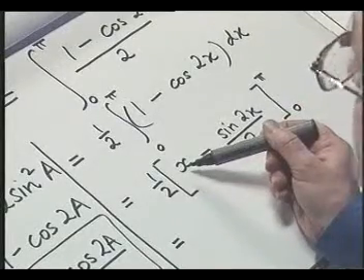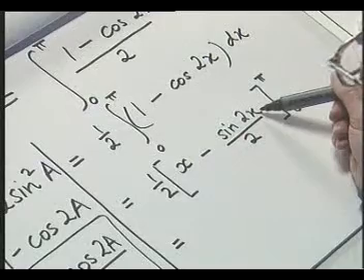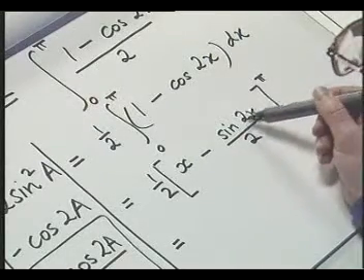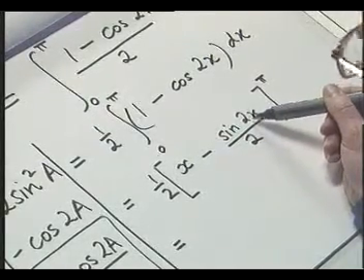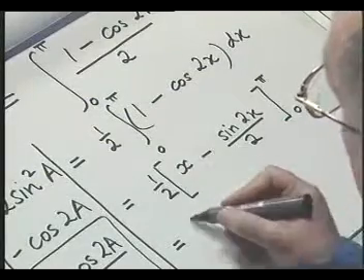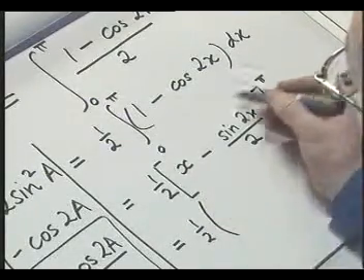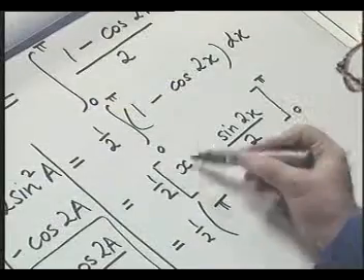We finish this off by first of all putting the upper limit in, so we want x replaced by pi here and pi here. The sine of 2 pi is 0. So when we put the upper limit in, we'll just get pi by substituting for x here.